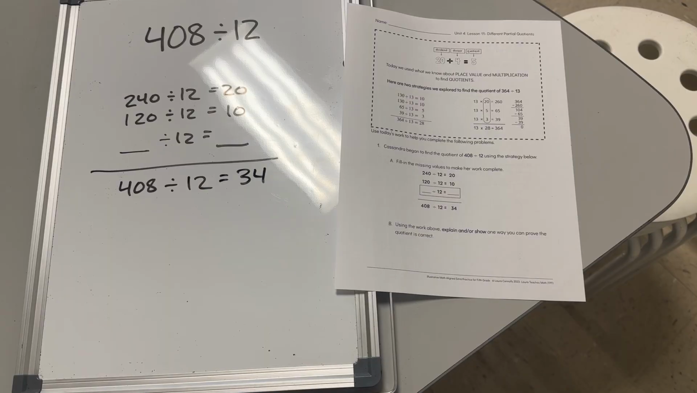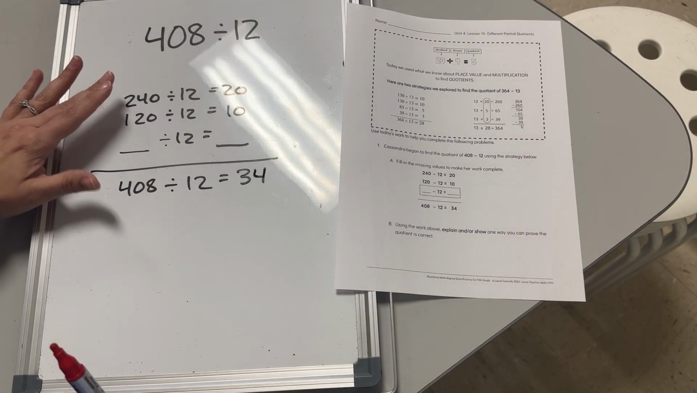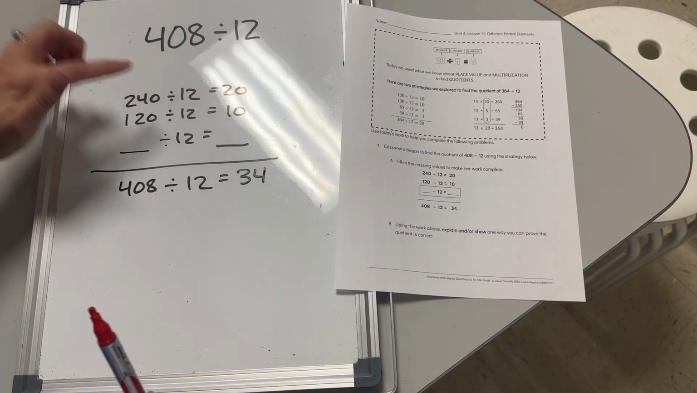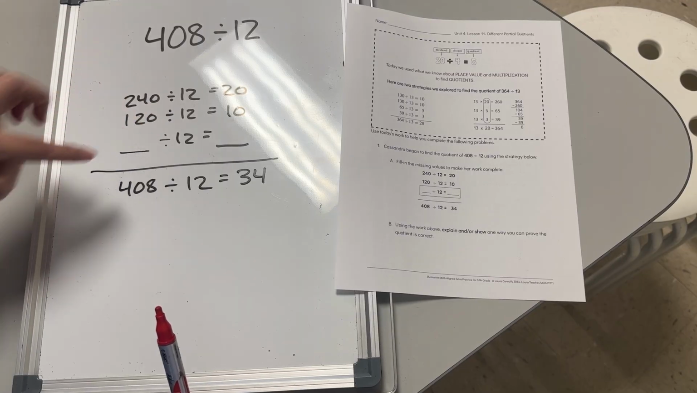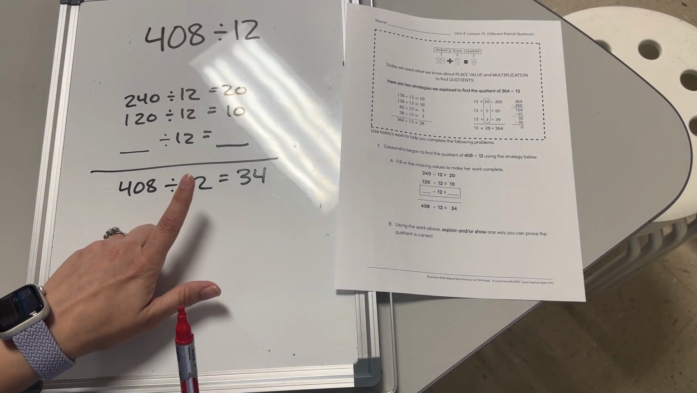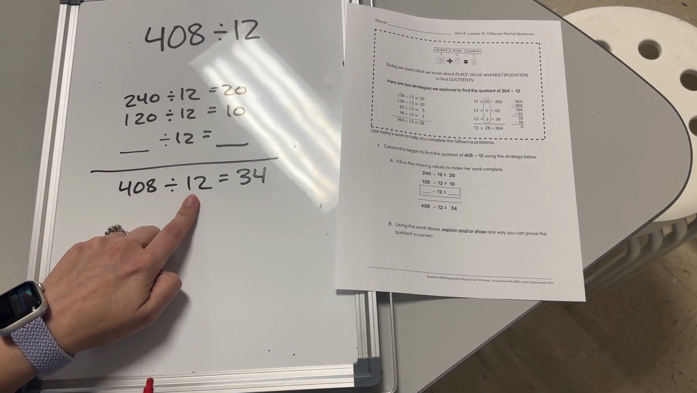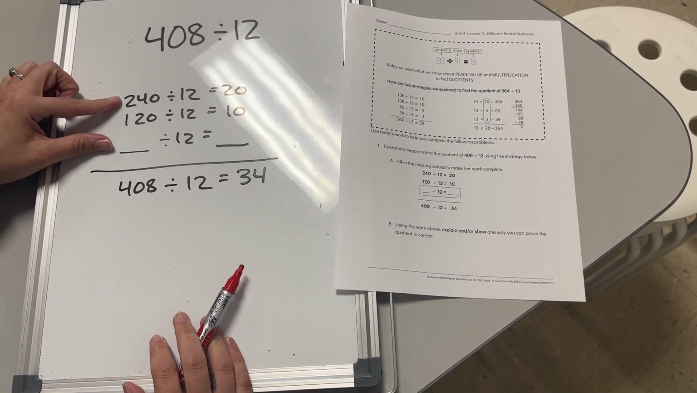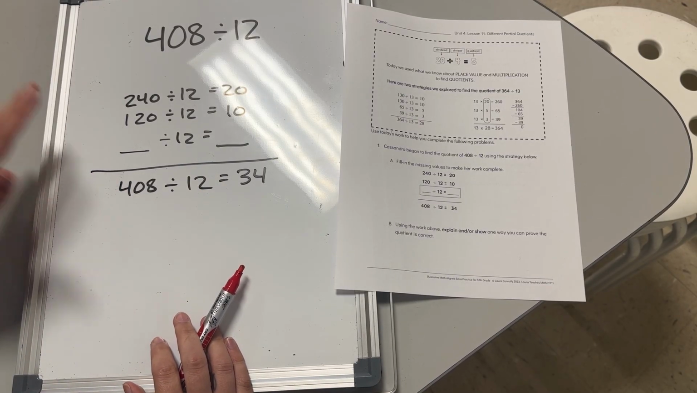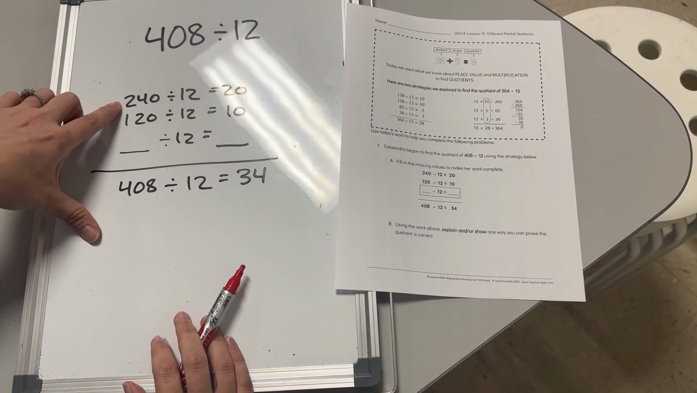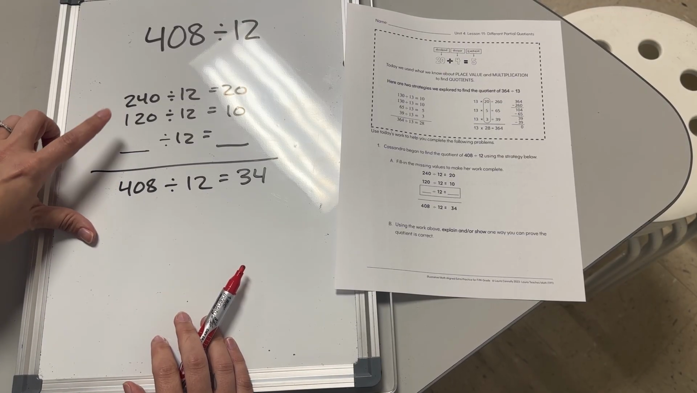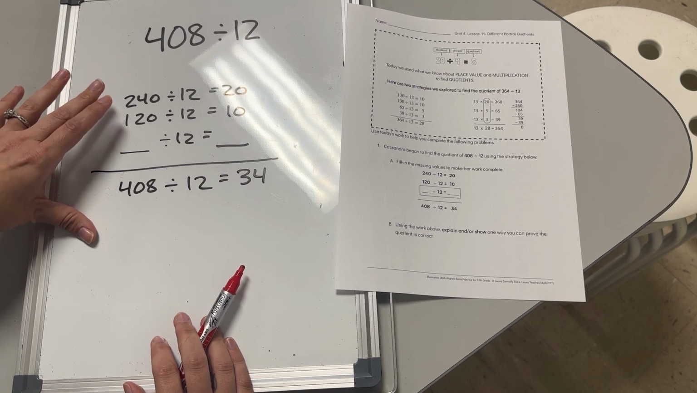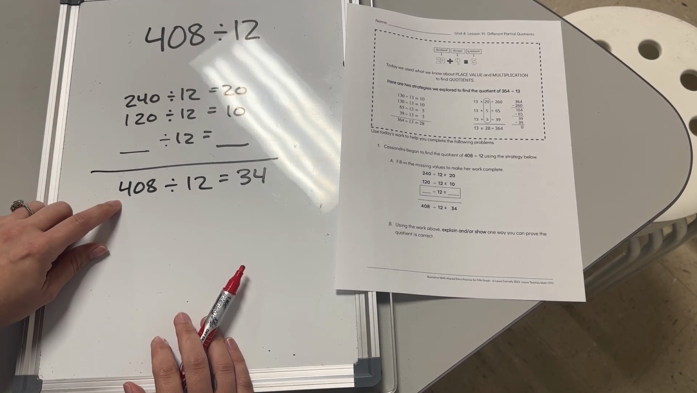When filling in these blanks, I need to think about what she's doing. I can see that every single equation here, she's dividing it by 12, which is good because that's our divisor. So now I'm wondering, where is she getting these numbers from? I have 240, I have 120, and I have a blank. And I also know that it needs to be 408.